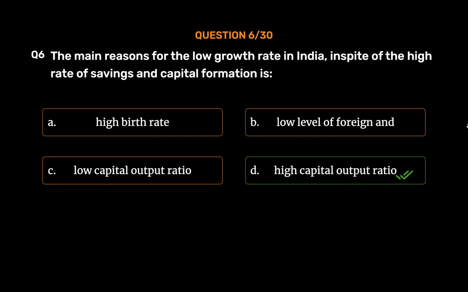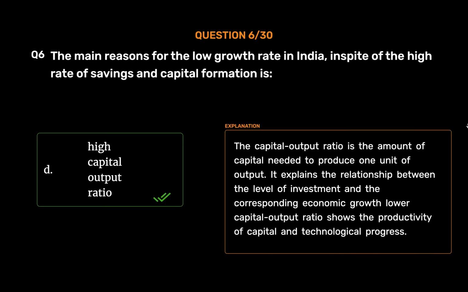High capital output ratio. The capital output ratio is the amount of capital needed to produce one unit of output. It explains the relationship between the level of investment and the corresponding economic growth. Lower capital output ratio shows the productivity of capital and technological progress.